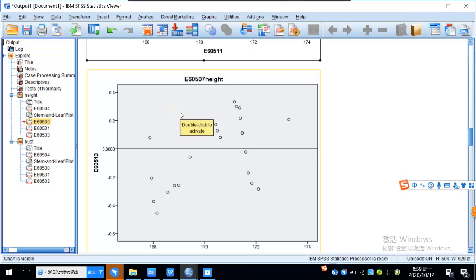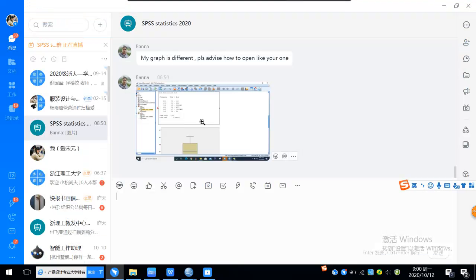Oh, really? I'll check. Let me see. Okay, you move downward, okay? Yes, I see. Here is your question here, right? Okay. Now here is the box plot, right? And please move downward, and you can see my plot. Can you try?